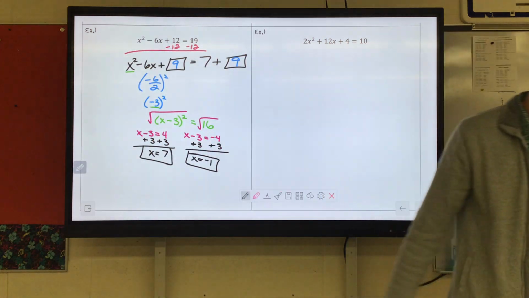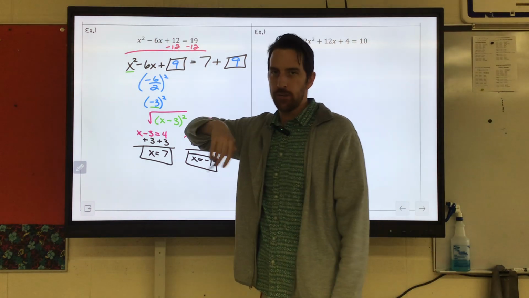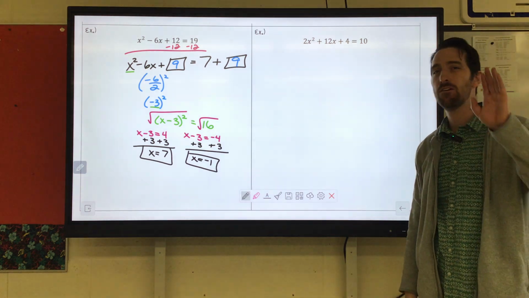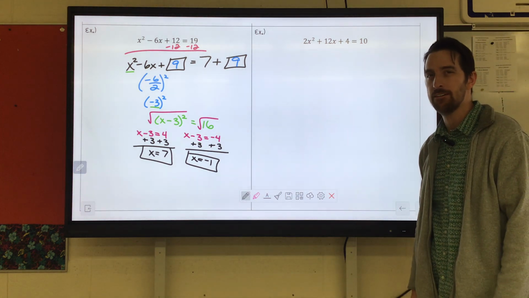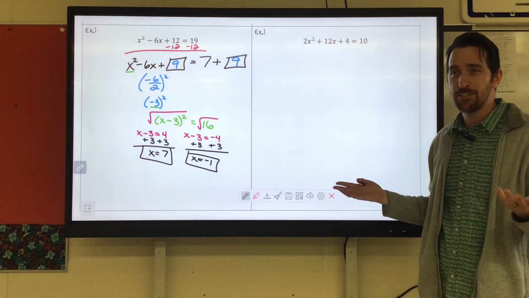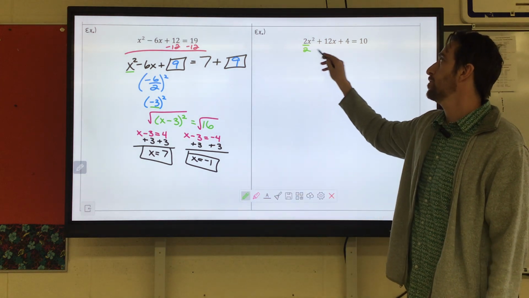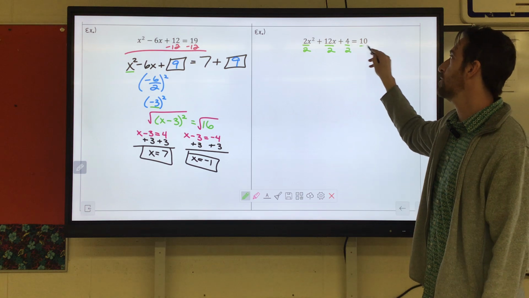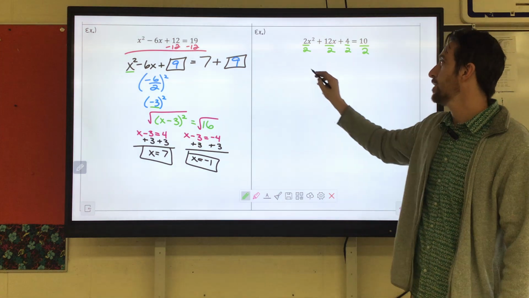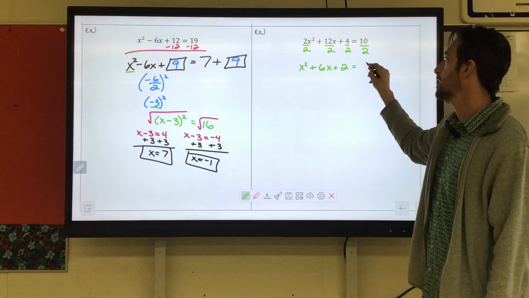All right, here we go. Now, this works when you have 1x squared. The problem with this one is we have 2x squared. Oh, we should just give up on this one then. No, come on, easy fix. We could make it 1x squared. We would just have to divide everything by 2. So we're going to do that. And we'll do it right away to handle that. As long as we're dividing everything by 2, it keeps the equation balanced. So that would give us x squared plus 6x plus 2 equals 5.